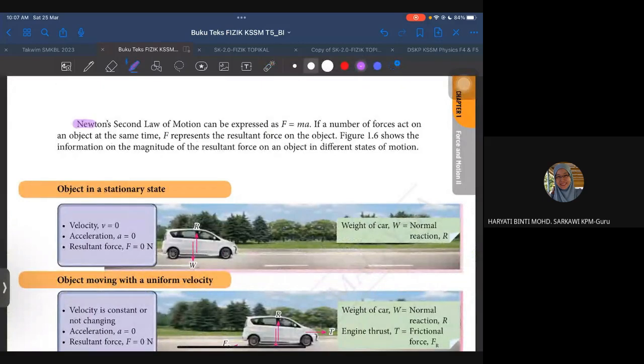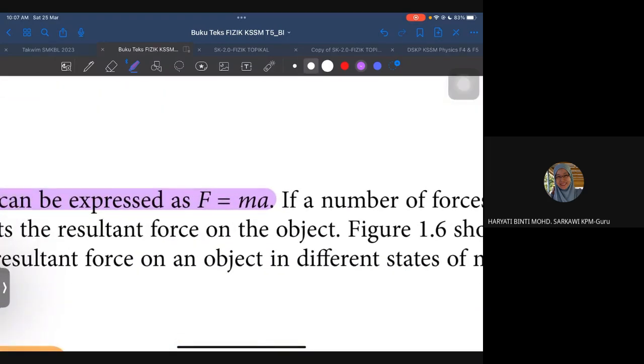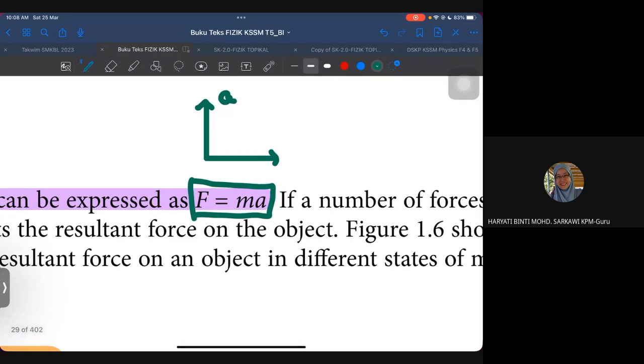So this one no problem, right? You know already this. Newton's second law of motion, there is a formula F equal to ma. So this Newton's second law of motion, you have learned before. The acceleration of the object will be directly proportional to force. So the greater the force, the greater the acceleration. So that's why your graph becomes like this, directly proportional.